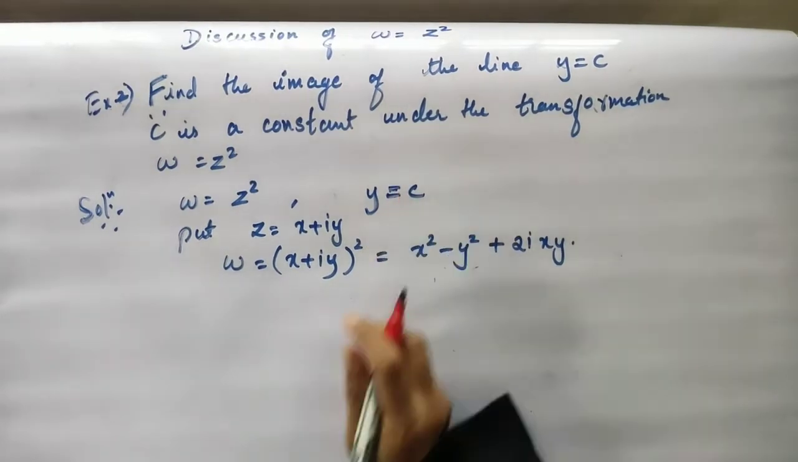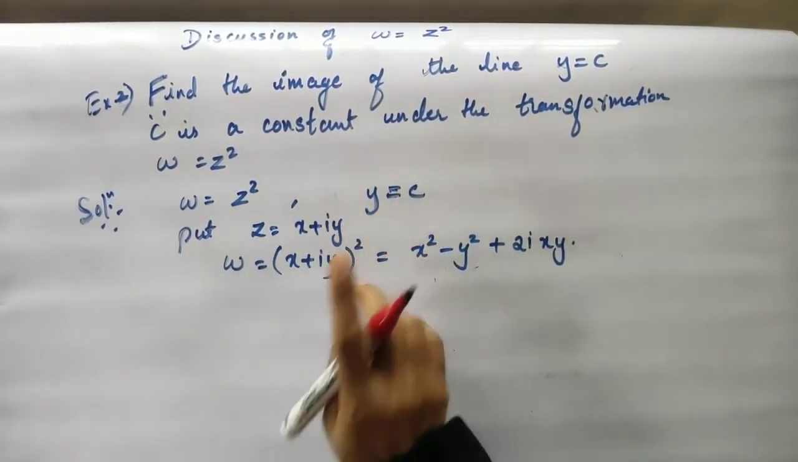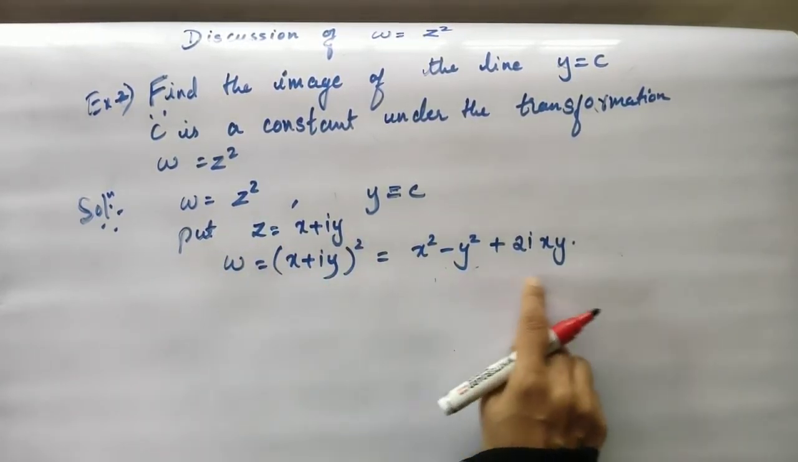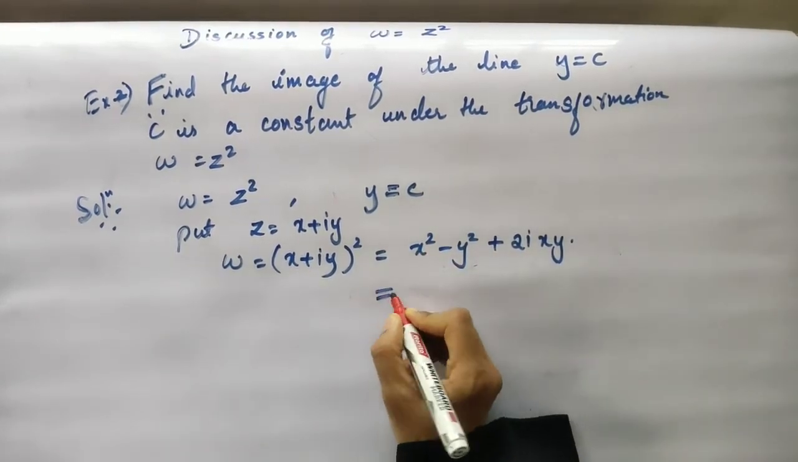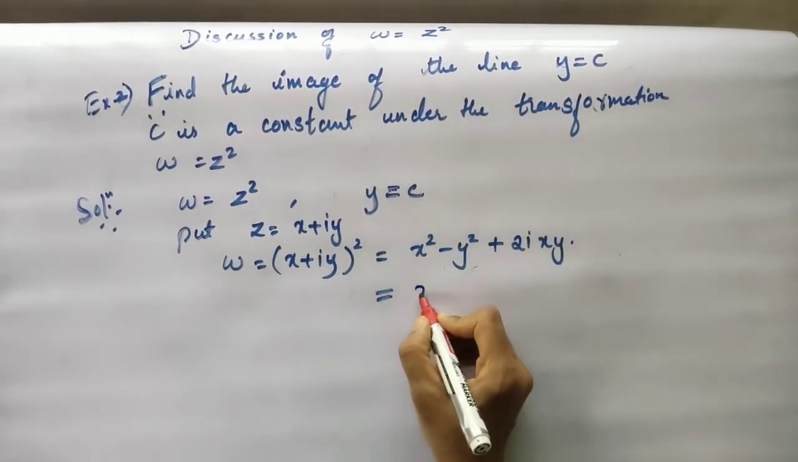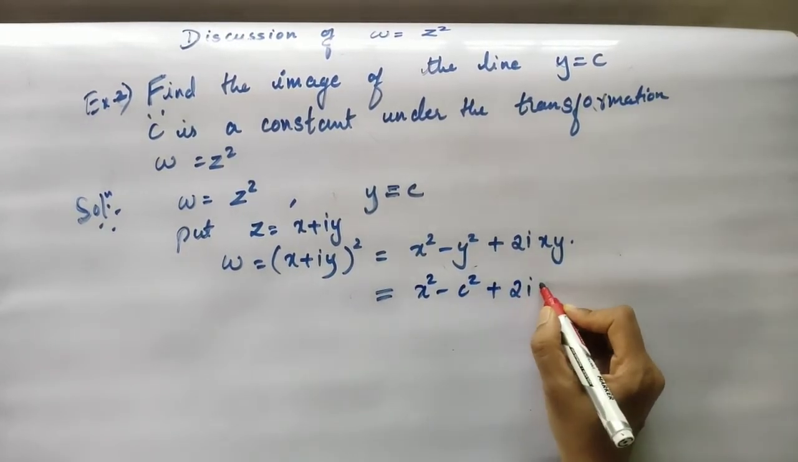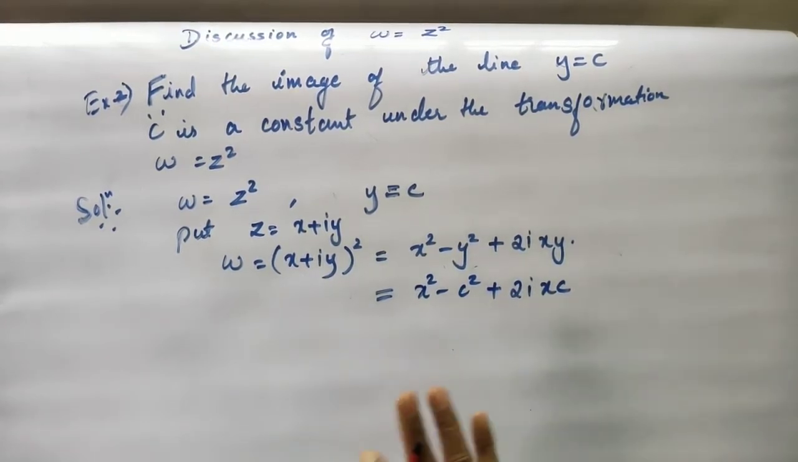We are going to substitute y is equal to c here. So once again we have w is equal to z square and y is equal to c square. I'm going to put z is equal to x plus iy, the same thing whatever we have done so far. Now let us substitute the value of y here. So you get x square minus c square plus 2i xc. Here this time you are putting y is equal to c. Everything is as it is.